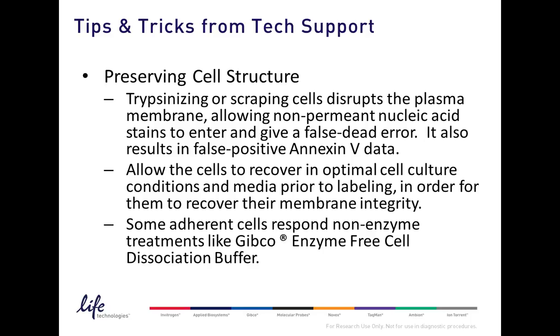And then just lastly, you've got to work hard to preserve the cell structure, because a lot of structural changes are brought about by apoptosis, as well as loss of membrane integrity. So trypsinizing or scraping them will disrupt the plasma membrane. You've got to allow the cells to recover prior to trypsinization. And for some adherent cells you can actually use non-enzyme treatments. We have an enzyme-free cell dissociation buffer that can be used if you are having issues with those.